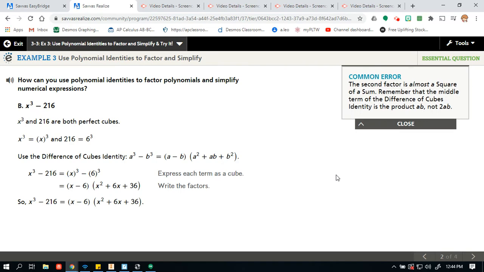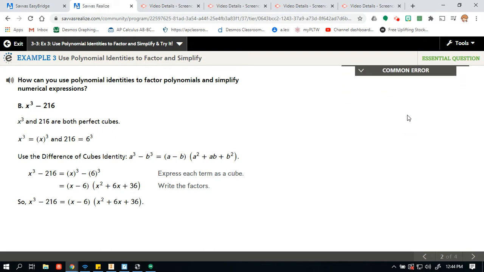Let's look at the common error. The second factor is almost a square of a sum. Remember that the middle term of the difference of cubes identity is the product of a times b, and not 2ab. All right, so there you go.